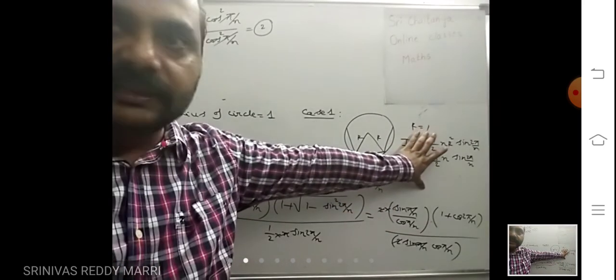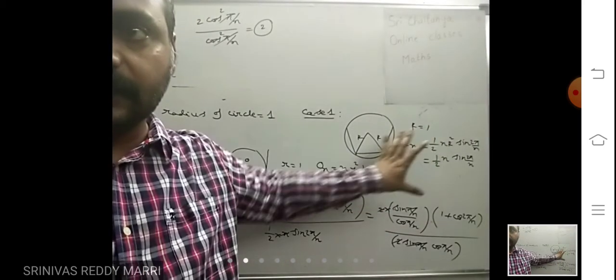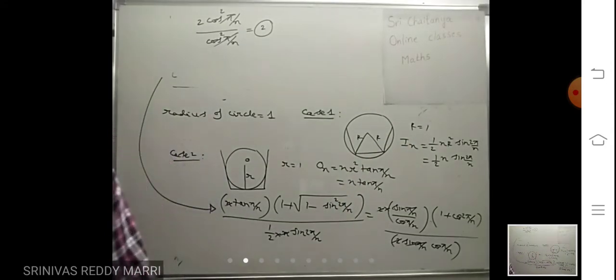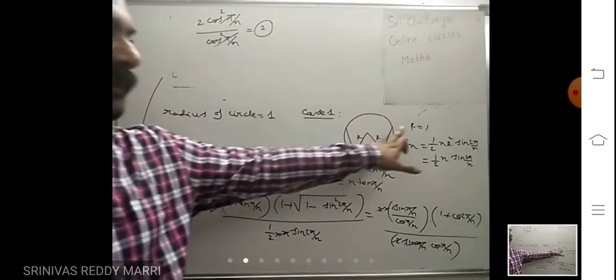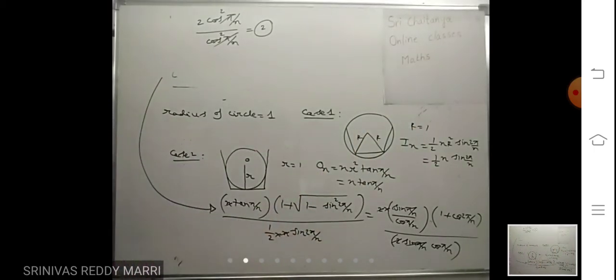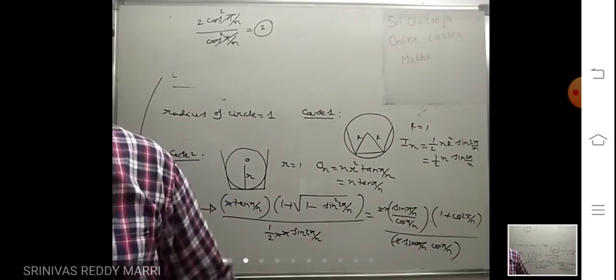You write in this circle, this area. After that, simplify whatever he is asking. In this case, capital R is 1. In this case, small r is 1. We will go to the next concept. This is about regular polygon concept.